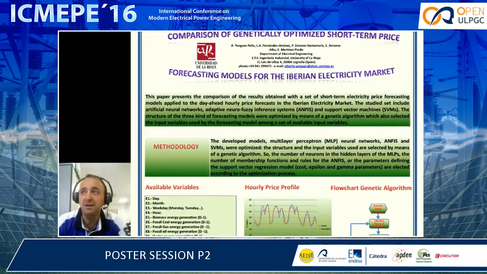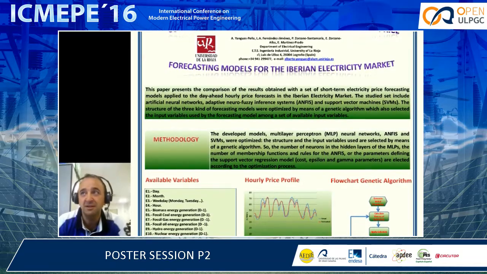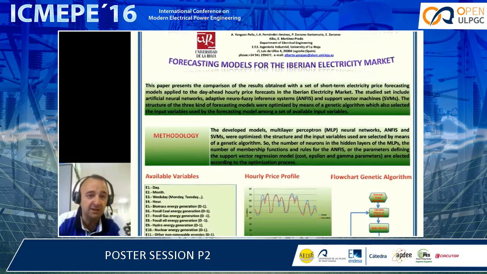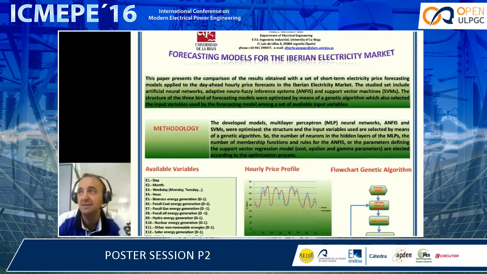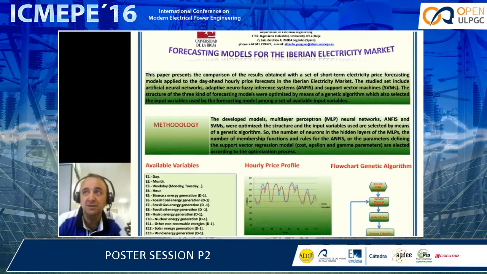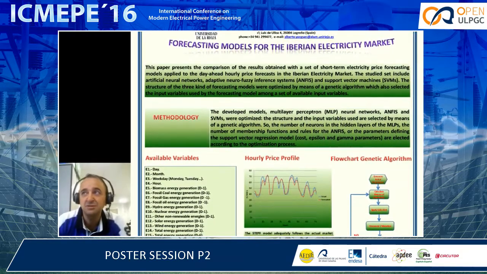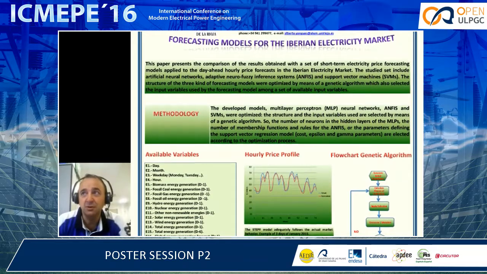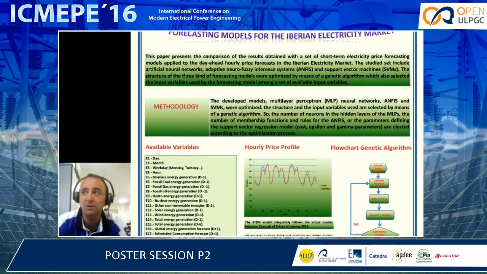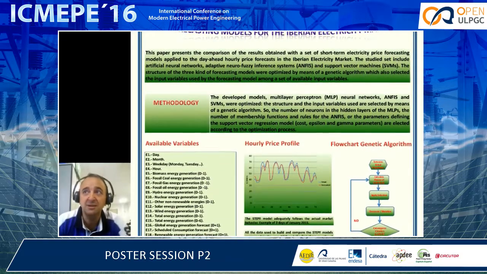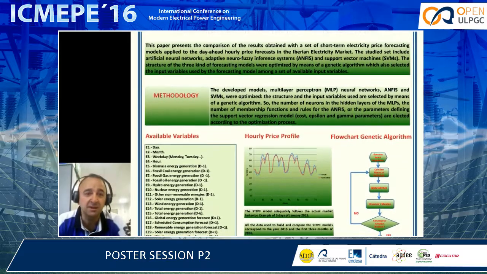In this paper, we compare the results obtained with different sets of short-term electricity price forecasting models applied to the day-ahead hourly price forecasting in the Iberian electricity market. This study includes artificial neural networks, adaptive neuro-fuzzy inference systems, and support vector machines. The structure of the three kinds of forecasting models is optimized by means of genetic algorithms. We have also selected the input variables, available on the internet.